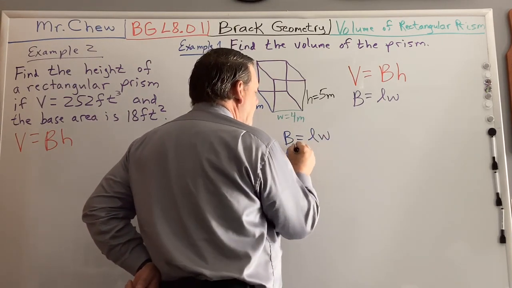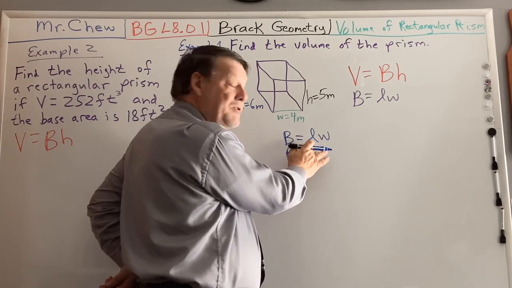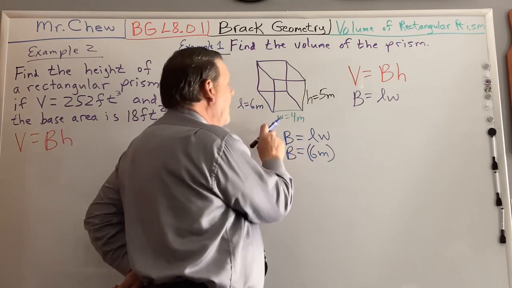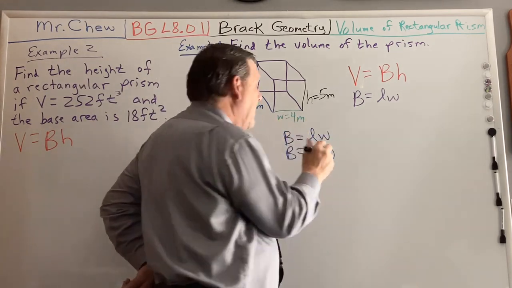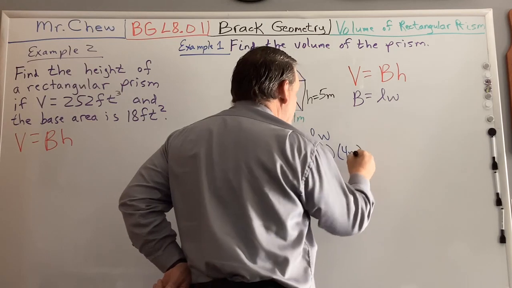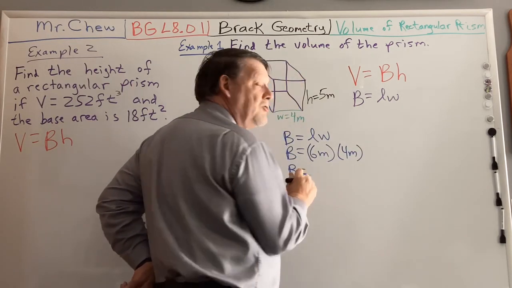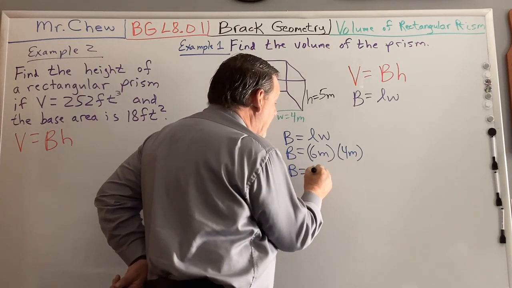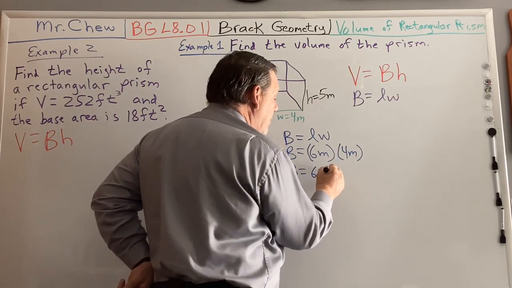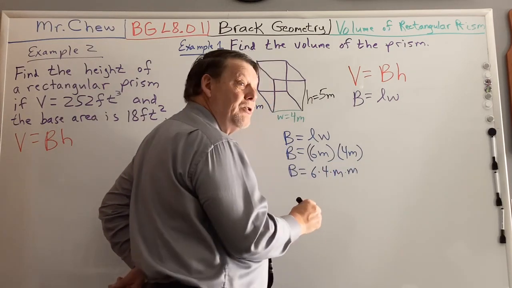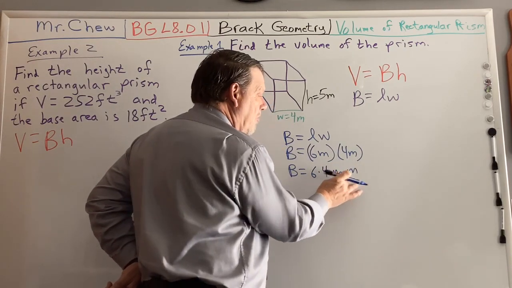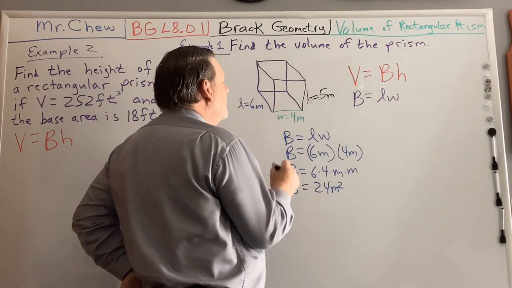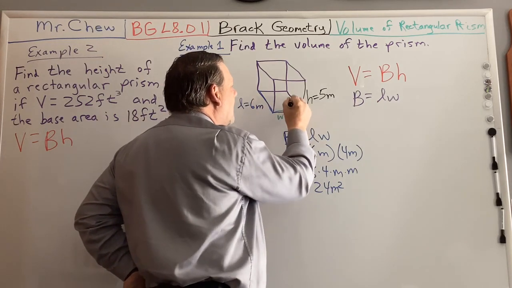So I use the substitution property of equality, and I substitute the value of L, which is 6 meters, and I multiply it by the value of W, which is 4 meters. I use the commutative property of multiplication and algebraic property to multiply the numbers. I move them because you can multiply in any order, and then multiply my two dimensions, which are meters. So it's 24 meters squared. So that's the area of this bottom.